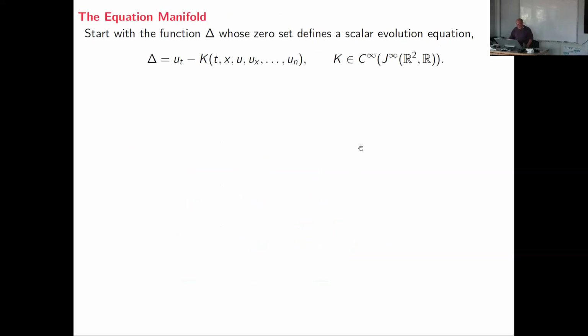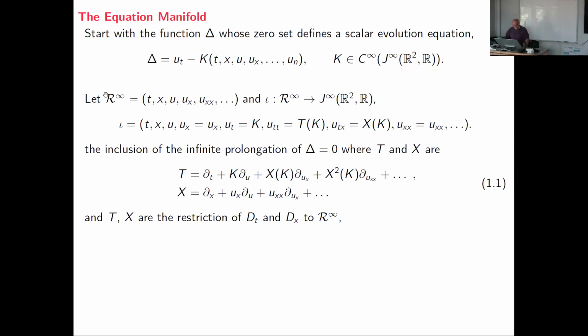So we have that variational bicomplex, these differential forms, the differential operator sitting on the so-called free jet space. And all I would like to do now is restrict all of that to the zero set of a scalar evolution equation, just to keep it very specific. I'm going to denote by R infinity the coordinates on that infinite manifold, t, x, u, u_x, and then there's of course the inclusion from that manifold into the infinite jet space given by the standard u, u_x.